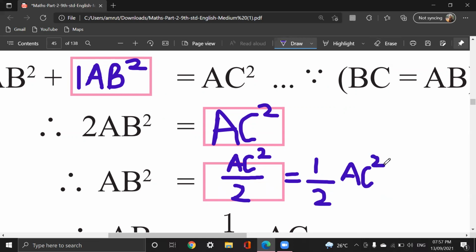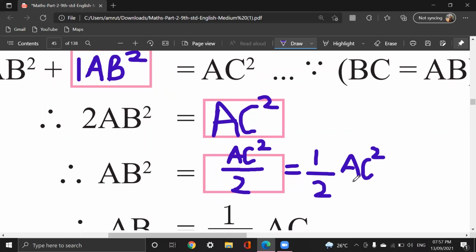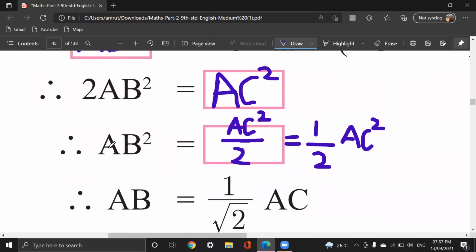All right. So after writing this, whatever changes I have made now, whatever equation I've written now, that is the same as this only. So 1 into AC square is AC square only, and the division by 2 we already have. So I've just separated this. Why? You will understand. Now we just want AB.